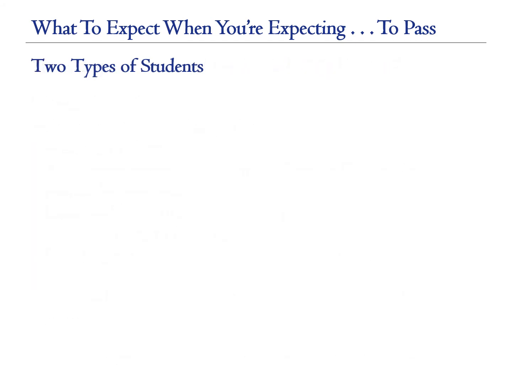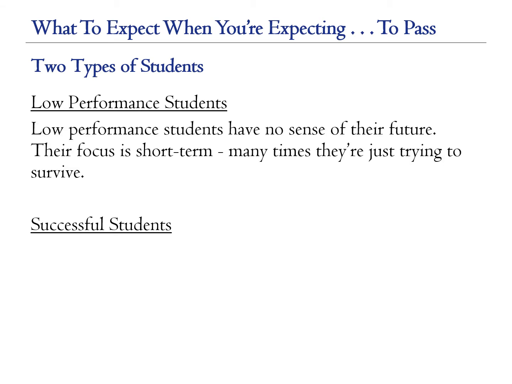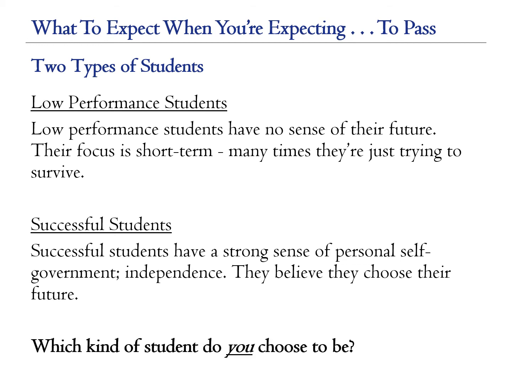I believe there are two types of students, and I believe you choose to be one of these two types of students. I believe there are low performance students and successful students. Low performance students have no sense of their future. Their focus is short term, and many times they're just trying to survive. Successful students are students who have a strong sense of self-government and independence. They believe they choose their future. They know that if they put in the hard work, they will be successful. Which kind of student do you choose to be?